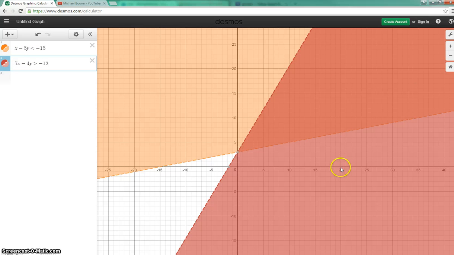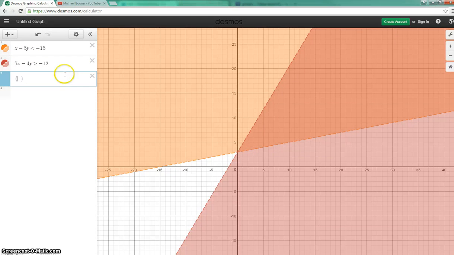So if I pick a point out, 20, 15, if I look at that point, it should solve both of these equations. So let's check it. 20 minus 5 times 15, what is that? That's -55. Is -55 less than -15? And the answer is yes, because it's to the left of it, so it's less than.